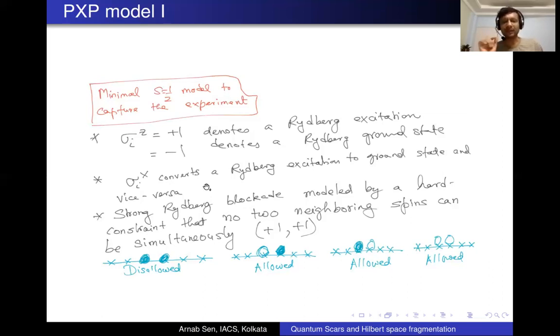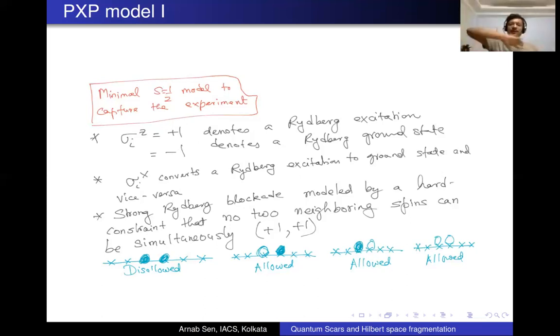Now here comes a very important component of the experiment, which will be important in the theory as well. It is well known in the community of people doing these cold atom experiments with Rydberg atoms that one can induce the so-called strong Rydberg blockade. What is a strong Rydberg blockade? I'm not explaining why it happens. It just says that if you are on some site where the Rydberg atom has already entered its excited state, and if the atom next to it also tries to enter a high energy Rydberg excitation, then you pay a huge energy cost. So you pay a huge energy cost if two neighboring sites are simultaneously plus one.